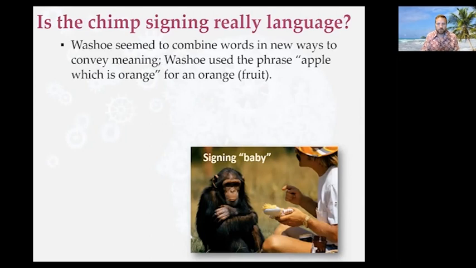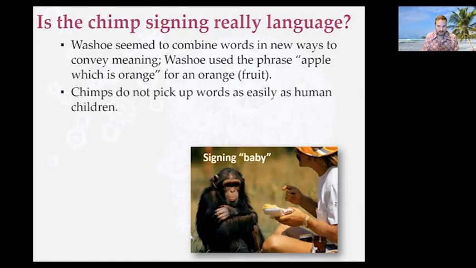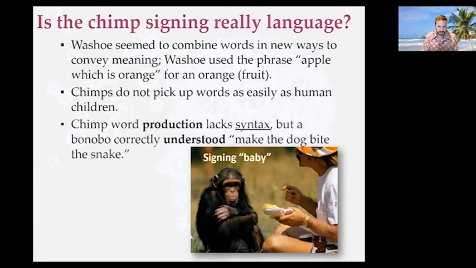So Washoe was able to combine words and phrases to convey meaning. When she first saw an orange, but she didn't know the sign for orange, she said an apple, which is orange. So she's comparing it to schemas and prototypes that she already has. They do not pick up words as easily as human children do. And their speech production, or I should say sign production, lacks syntax, but you could still kind of understand what they were saying.